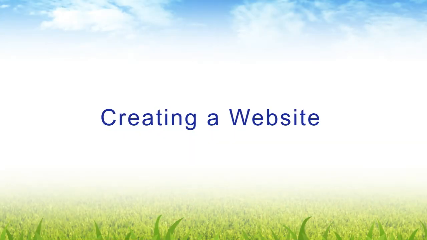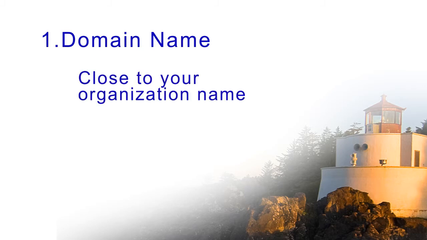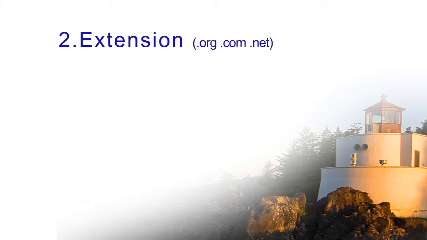Creating a website. Okay, so let's get down to brass tacks. So the first thing you're going to need is a domain name. Okay. And it should really be as close to your organization name as you can get it. It should be short and should be easy to remember. So ours is NE Wildlife. NE Wildlife. And then the next part is your extension. And an extension is either .org, .com, .net. For a nonprofit organization, the extension is .org.